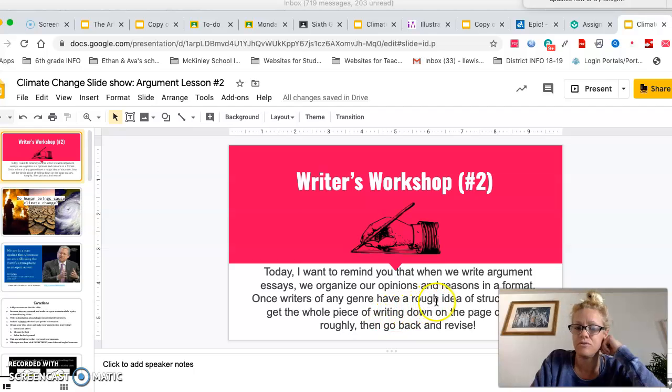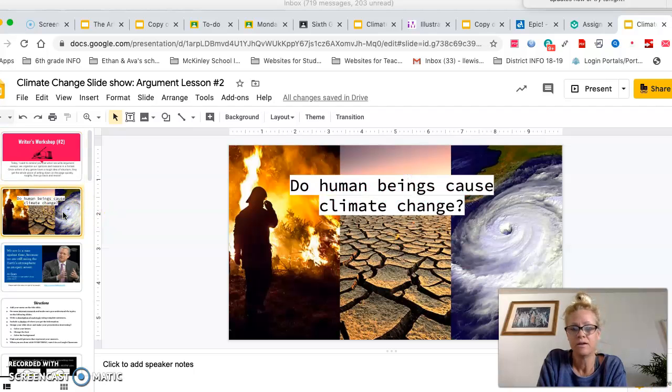Once writers of any genre have a rough idea of structure, it's easy to get the whole piece of writing down on the page quickly, roughly, and then you go back and edit and revise. Okay. This is just a little thought. Do human beings cause climate change? That's something to think about when you're writing your paper.